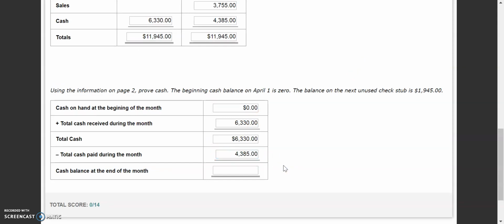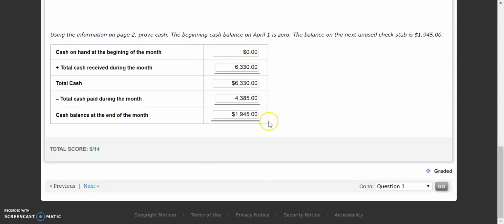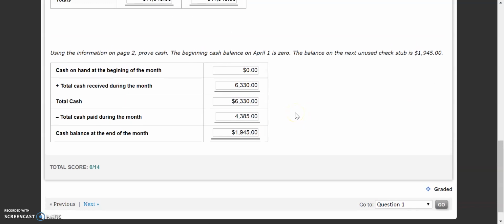When we do that quick calculation with our calculators, or if you're really good at mental math, which I am not, we should get a total of 1,945, which, according to our instructions, is the balance on our next unused check stub. Since those two numbers equal, we are happy campers as accountants. So that's how you prove cash. Very simple, very easy to do. Don't forget to do it at the bottom of step 3 like I almost did.